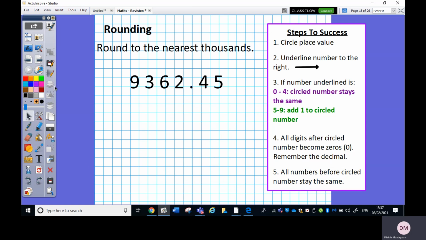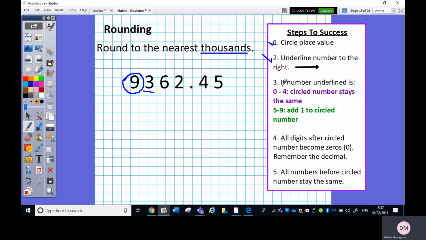So let's take a look. Number 1, we know that we're rounding to the nearest 1,000. So we're going to circle our place value. Which number is my 1,000? It's this one. Okay. So now I'm going to underline the number to the right. So to the right, and I've got my arrow to remind me that's this digit.